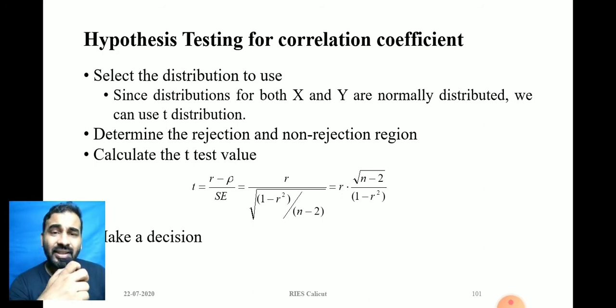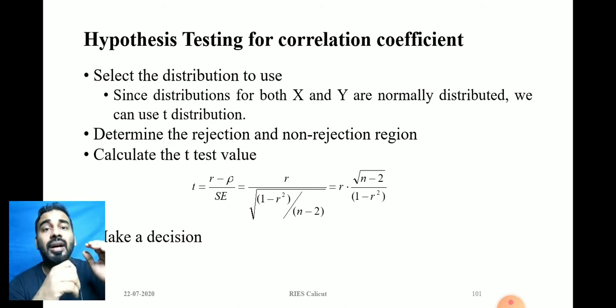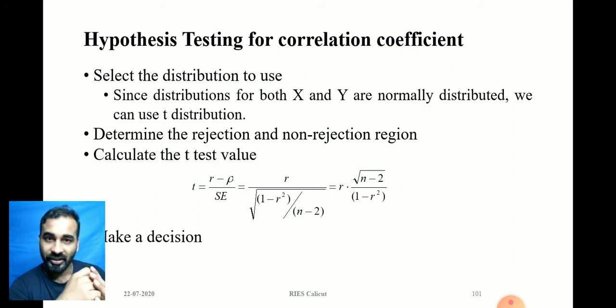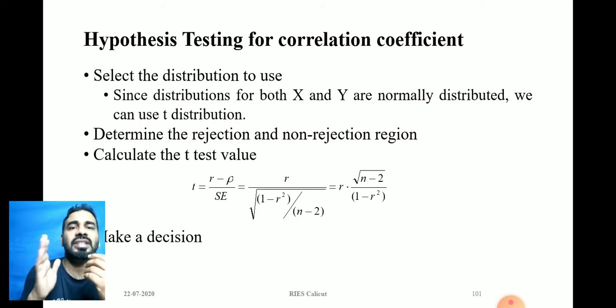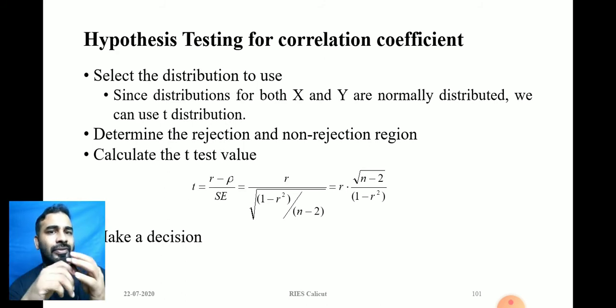Since the two variables are normally distributed, we can use the t distribution, because most of the time we don't know the population and its standard deviations. So we rely on the sample standard deviations, and if the population is normal, we can go for the t test. Sometimes we can use the z test: if we know the population standard deviation, then we can use the z test, no problem. But 99% of the time we use the t test to conduct the hypothesis testing about the correlation coefficient.